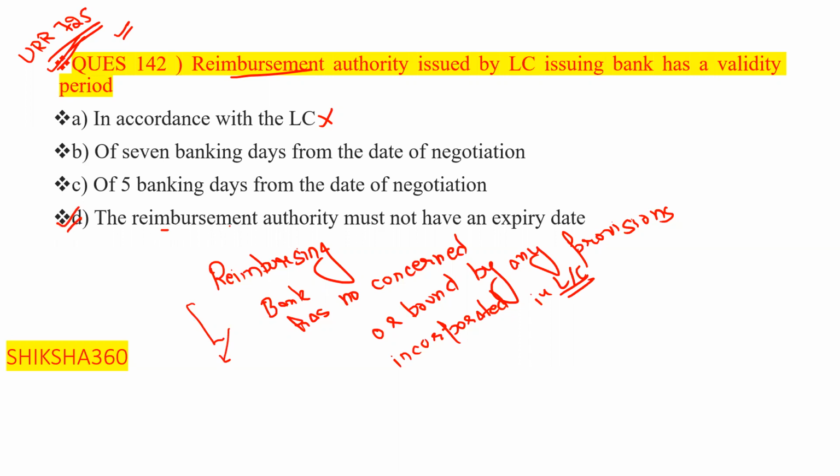The reimbursement authority must not have any expiry date. So option number D is the correct answer here.